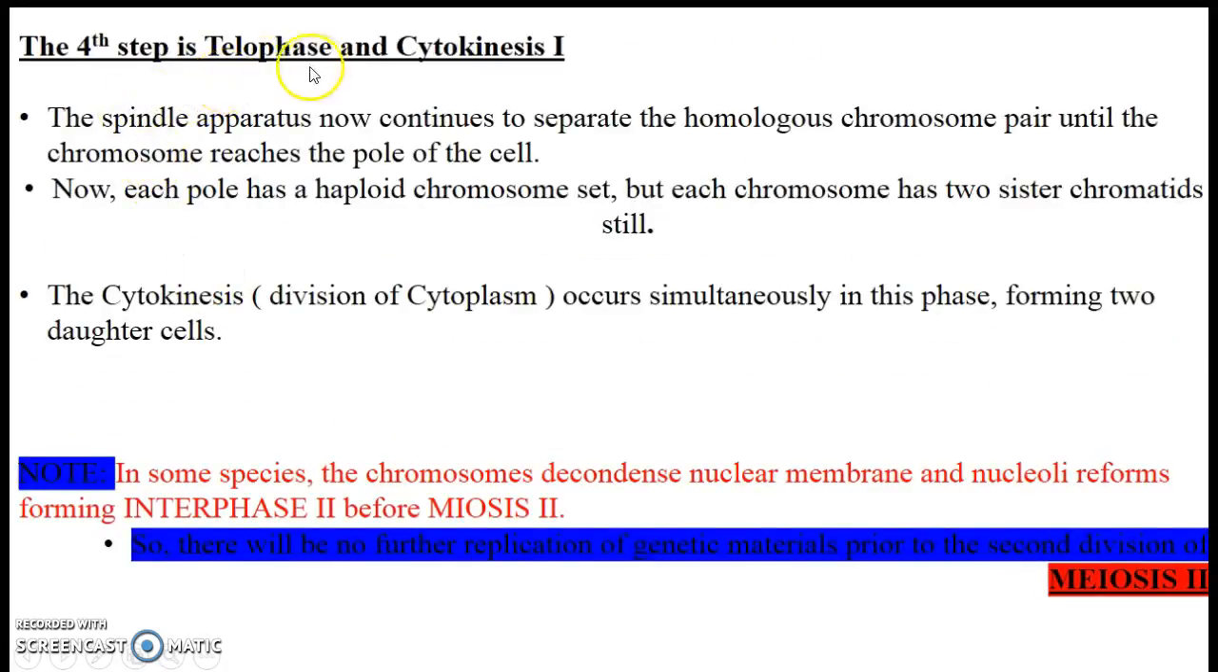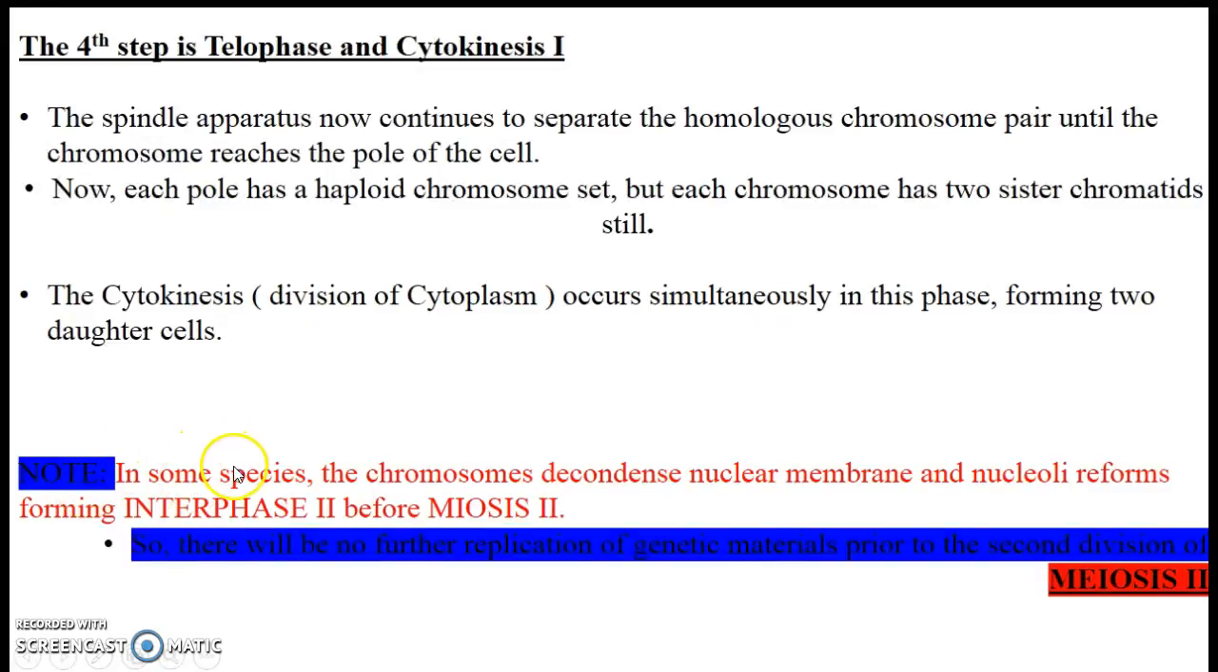The fourth step is telophase and cytokinesis 1. The spindle apparatus continues to separate the homologous chromosomes until the chromosomes reach the poles of the cell. Now each pole has a haploid chromosome set, but each chromosome still has 2 sister chromatids. Cytokinesis, the division of the cytoplasm, occurs simultaneously in this phase, forming 2 daughter cells.